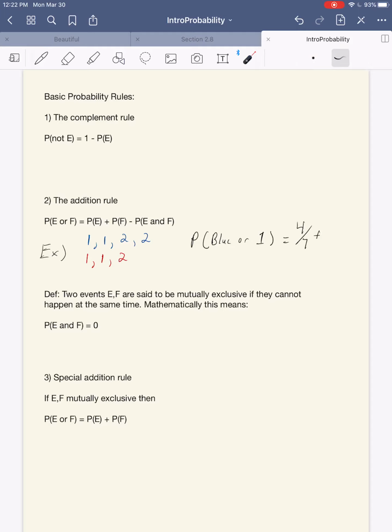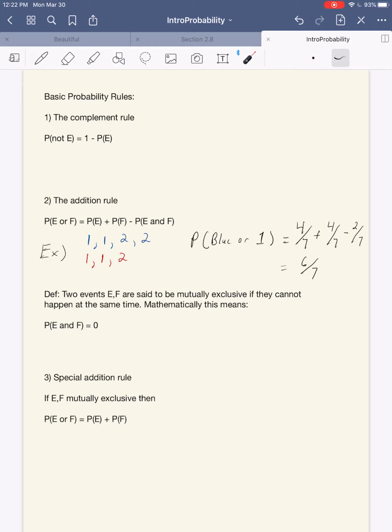Plus, then we'd say, okay, all the 1s, there would be 4 out of 7. But then we'd have to make sure we don't double count and we take anything that is both blue and 1 out. And there would be 2 of those. So we'd subtract 2 out of 7 and we would call that 6 out of 7.